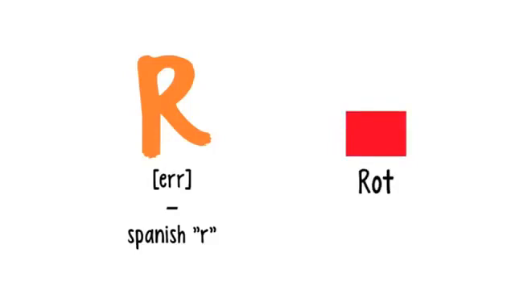That is how we officially pronounce the German R, but in some regions in Germany we also use the Spanish R. And the German word with the letter R is rot. Rot, which means red.